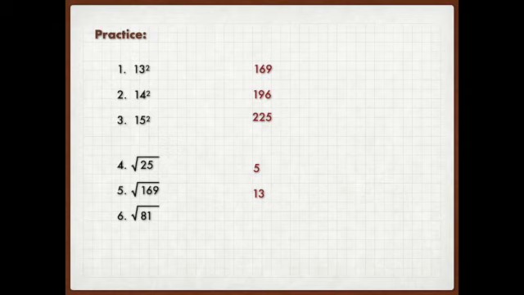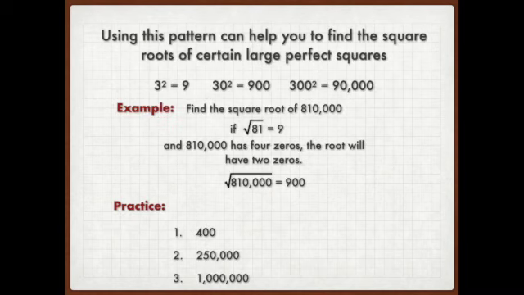What about 81? Blank times blank has to be the same number, equals 81. 9 times 9 equals 81. So the square root of 81 is 9. I'm going to use my information that I know about square roots and squared, my exponents, to kind of figure this out when we have large numbers. Okay, very large perfect squares.